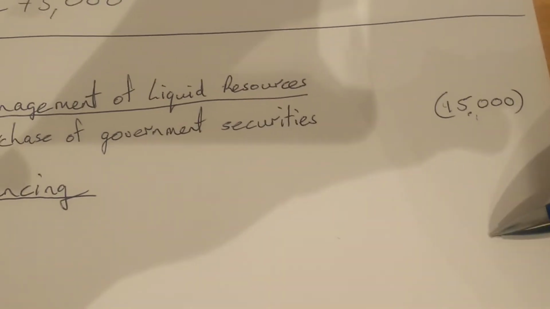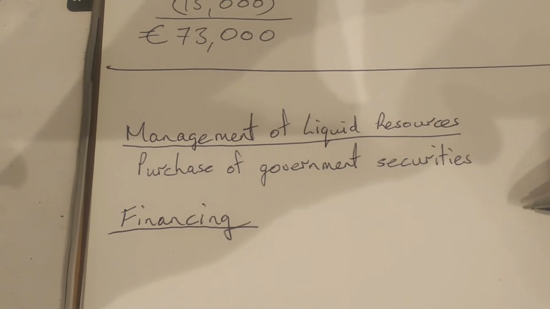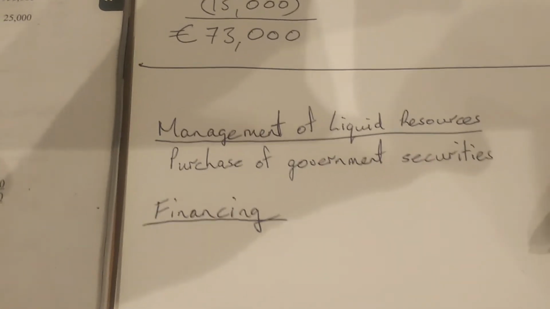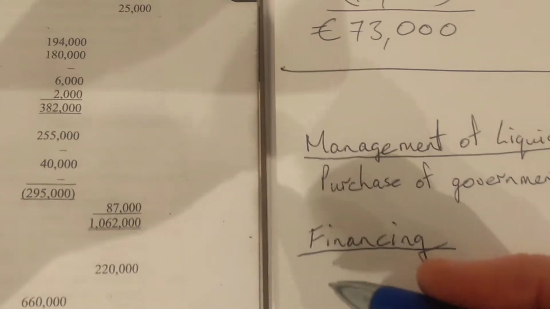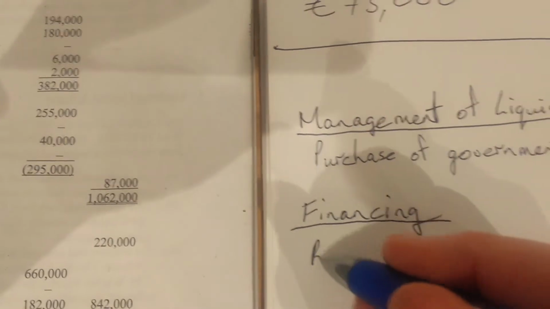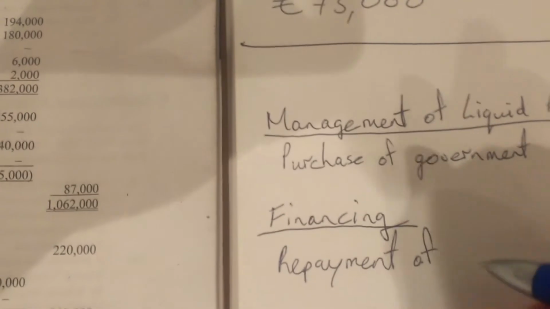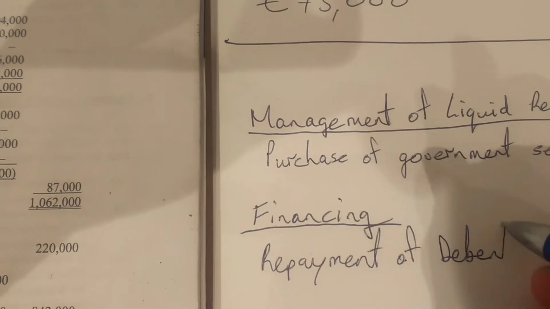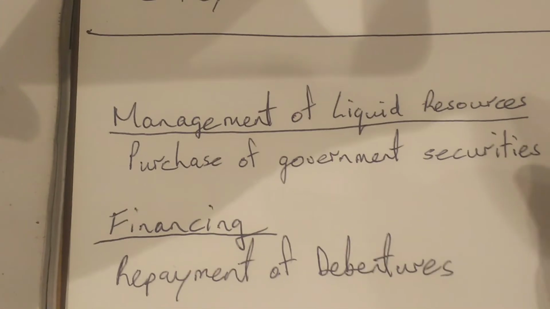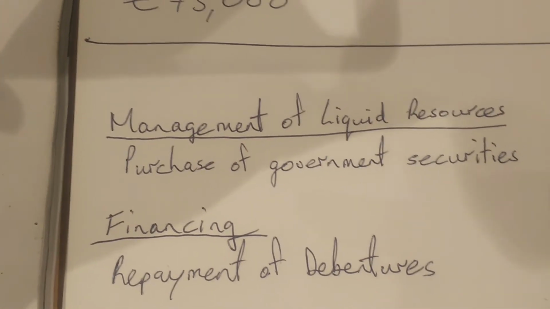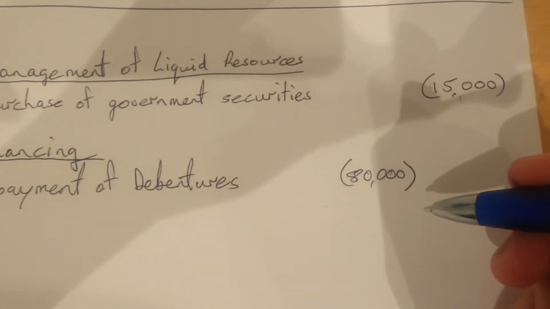You can put all these figures into the one column here underneath 15,000 if you like, or if you've already got a second column, you can do a little subtotal of the, there's going to be three items in the financing section. So the first one, as we say, you repaid some loans, so we just say repayment of debentures. Okay, and the amount we said was 80,000. And because you're repaying them, it's going to be a minus figure as well, a minus 80,000, because it's money going out.